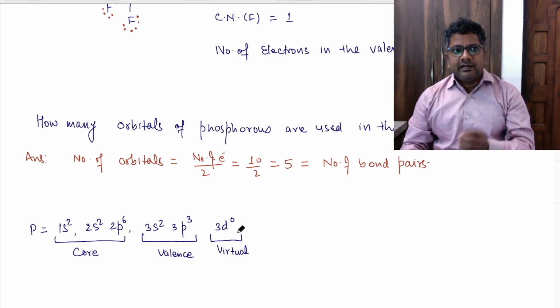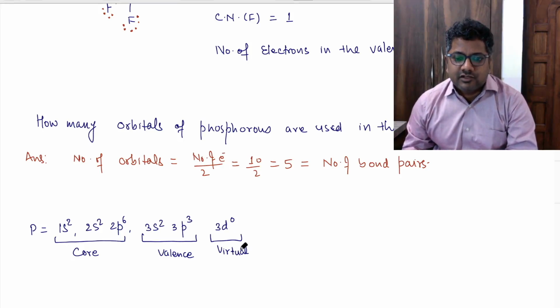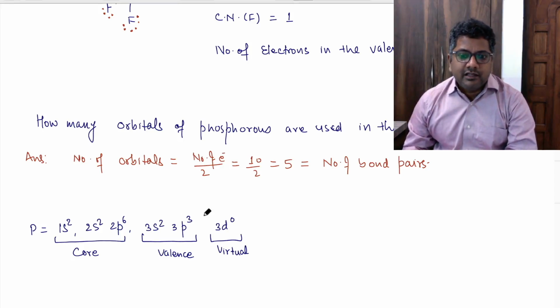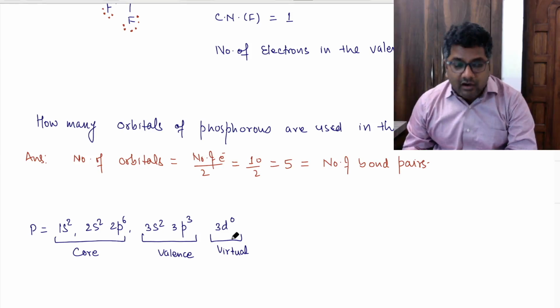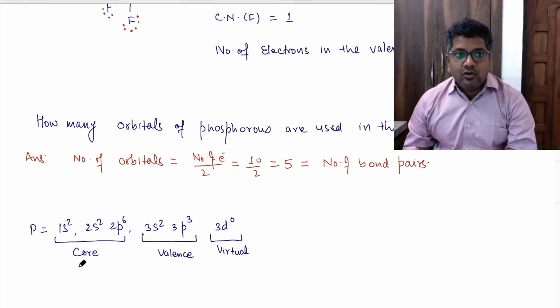And a valence shell orbital without electron, that is called a virtual orbital. So in bonding, not only valence orbitals, virtual orbitals may also be involved. But core orbitals, no, not at all. In any kind of bonding, core electrons will not be involved.